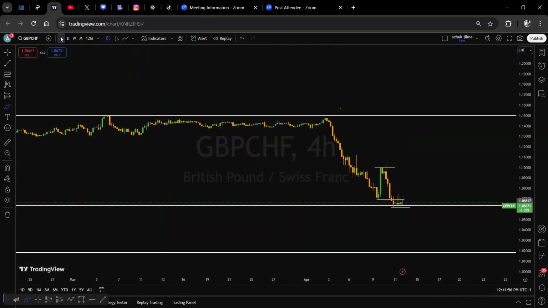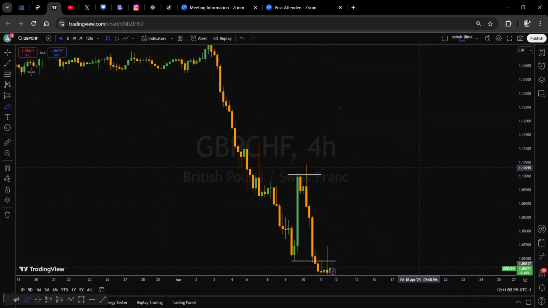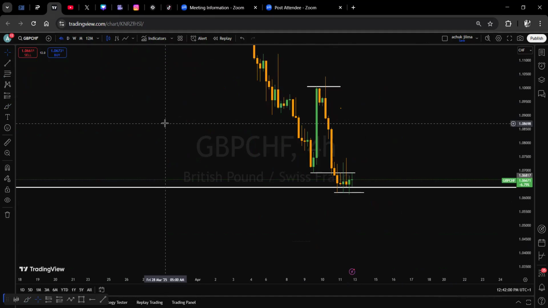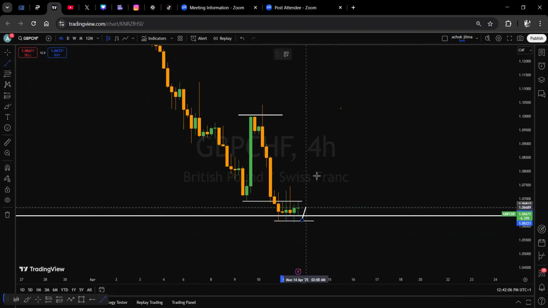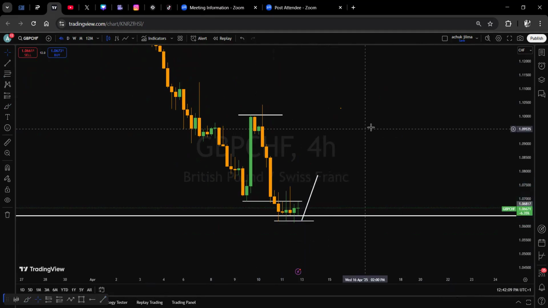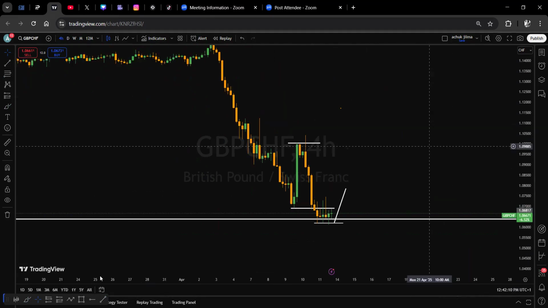So when I come to the 4-hourly, this is what it will look like on the GBP CHF. So you can see we have a low here. So what we need is a break. If you get the break here, then we can take the trade to the upside. Okay, it's just keeping it as simple as that.